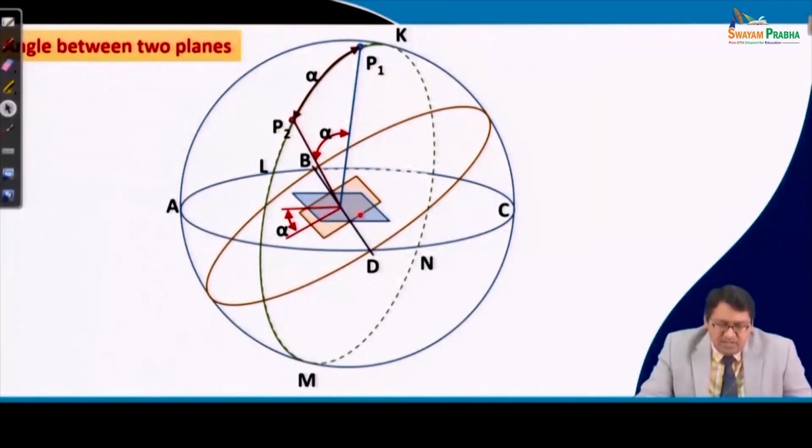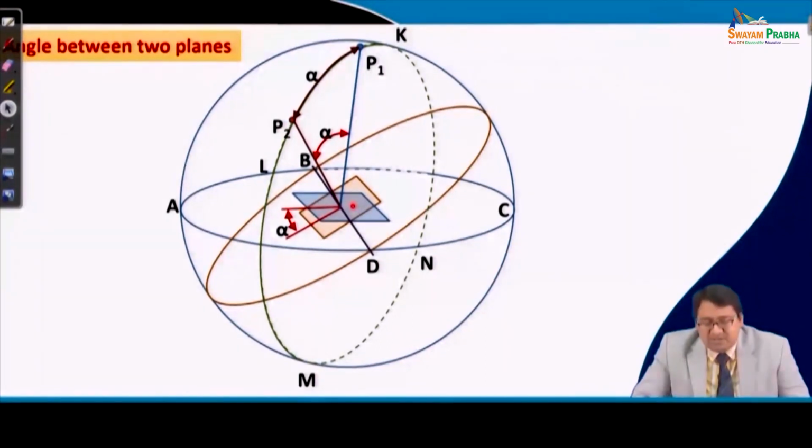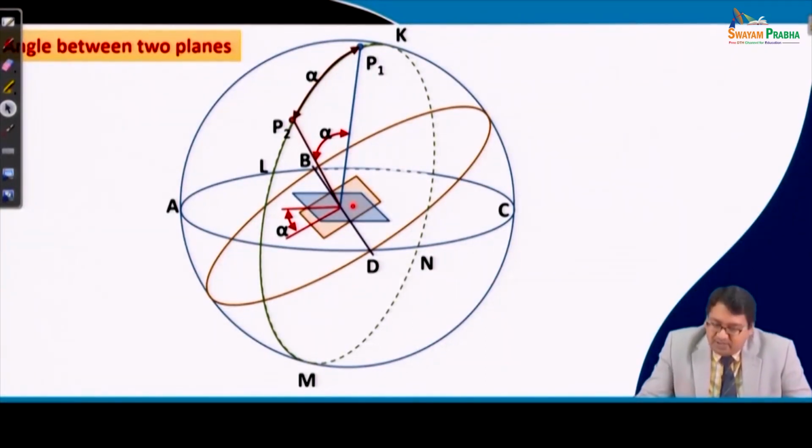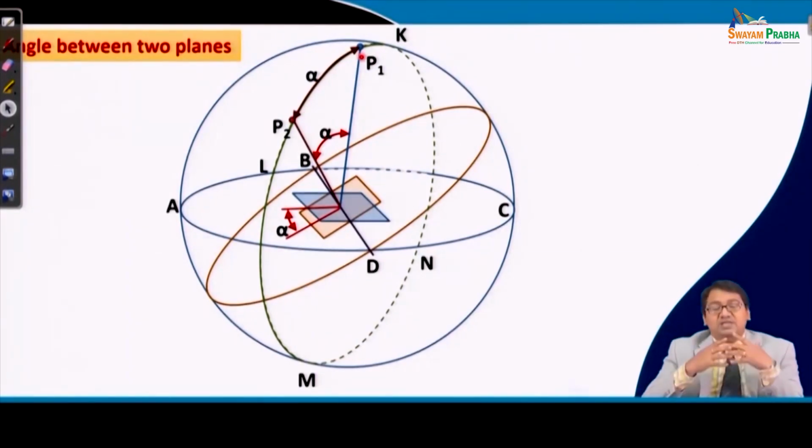Now, if both of these planes are passing through the center of the sphere, and if we connect P1 and P2 and expand this over the circumference of the sphere, it will form another great circle. And because it forms another great circle, the angle between P1 and P2 could be obtained from the angular deviation, because this 3D stereogram has an equiangular division, right.